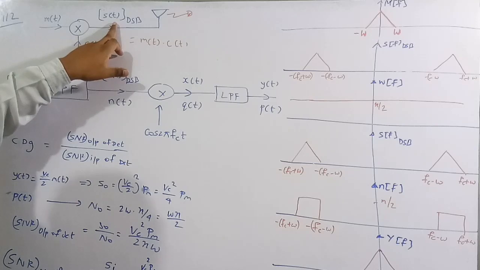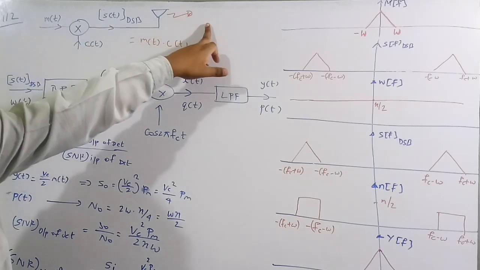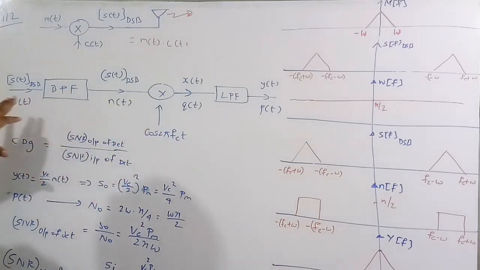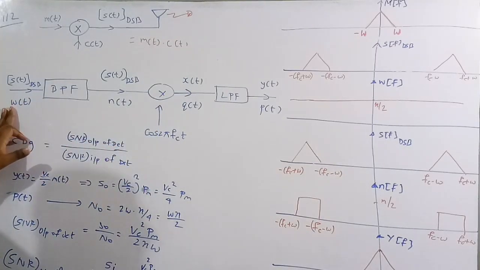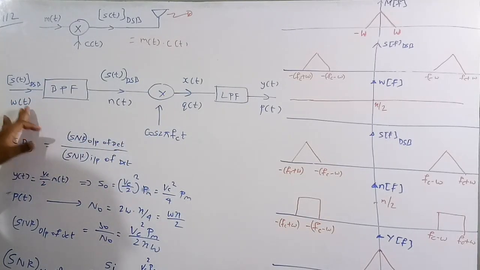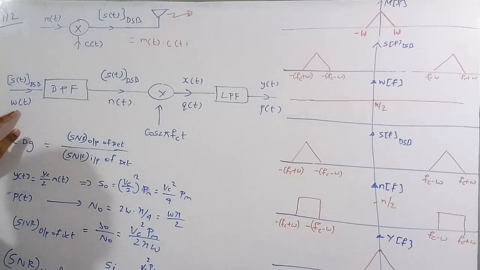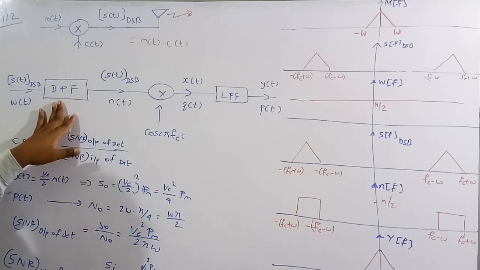So this S_DSB is going to pass through the air, but in the channel some amount of noise is going to be present. This noise is represented by w(t). S_DSB is the multiplication of m(t) and c(t). Actually we need only S_DSB, but due to noise present in the atmosphere, there is a signal w(t). So it is going to pass through a band pass filter.